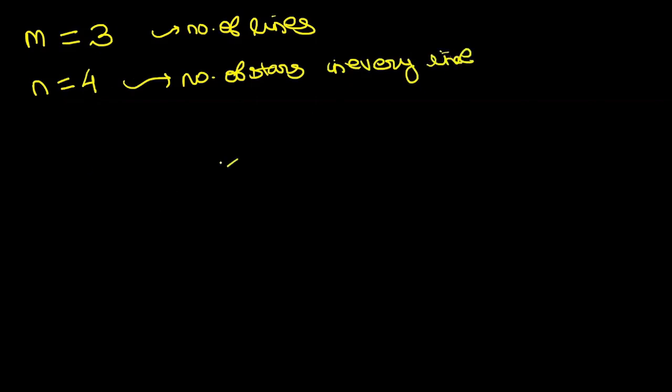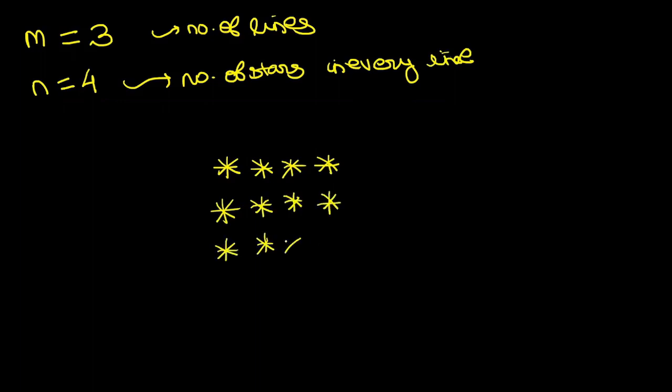So what should be my output, guys? The first line should contain 4 stars. This is line number 1. The second line should contain again 4 stars and the third line should also contain 4 stars. ठीक है? M is equal to 3. That means I'm talking of 3 different lines and every line has 4 stars. So that is what I mean when I say M cross N grid. There are 3 rows. Dekh lo, 1, 2, 3. 3 lines are there. And in every line, you have 4 stars. N is equal to 4. Is everyone clear with the question?